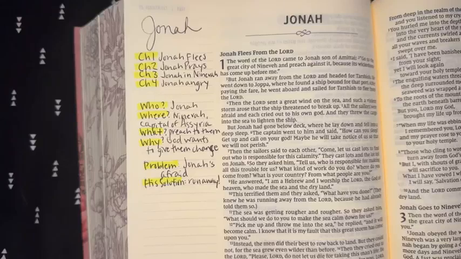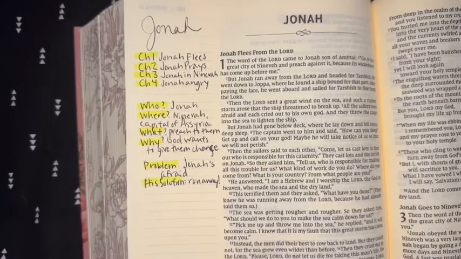Then the Lord sent a great wind on the sea, and such a violent storm arose that the ship threatened to break up. All the sailors were afraid, and each cried out to his own God, and they threw the cargo into the sea to lighten the ship. But Jonah had gone below deck, where he lay down and fell into a deep sleep. And the captain went to him and said, "How can you sleep? Get up and call on your God. Maybe he will take notice of us so that we will not perish."